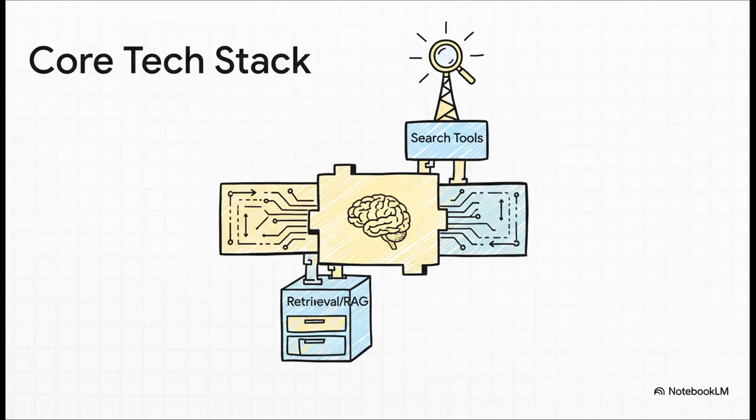So here's your core tech stack. First, you need a powerful LLM. Think a GPT-4 class model. That's the brain of the operation. Then you need an orchestration framework, something like LangChain or CrewAI, to act as the nervous system that connects everything. For retrieval, especially from your own documents, you'll want a vector database. And of course, you need a web search tool to get live data from the internet. These are pretty much the essential building blocks.